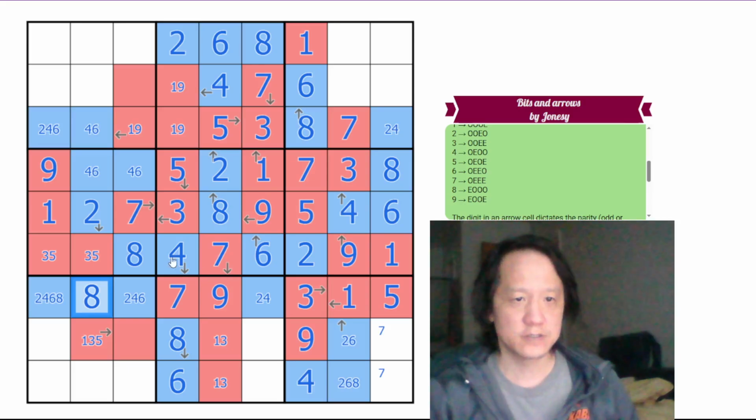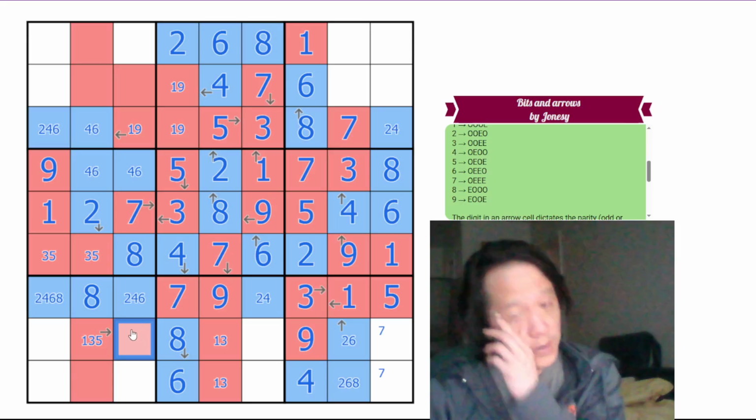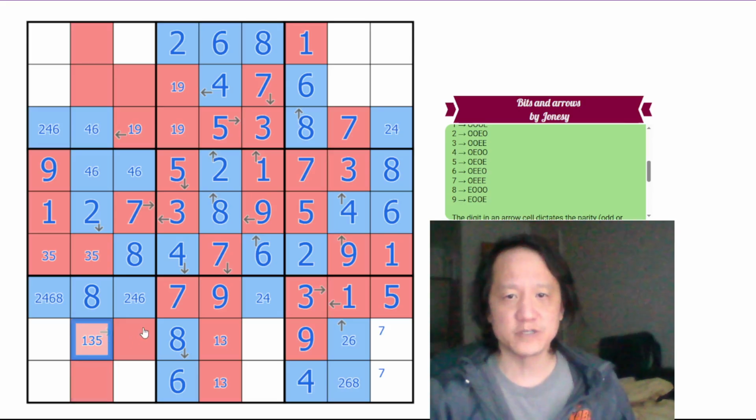It's 8. And the rest of column 2 has to be odds because we have all the evens. So this is odd, odd. So we have odd, odd here. It cannot be then 5 because 5 requires odd and even. So this is 1 or 3.